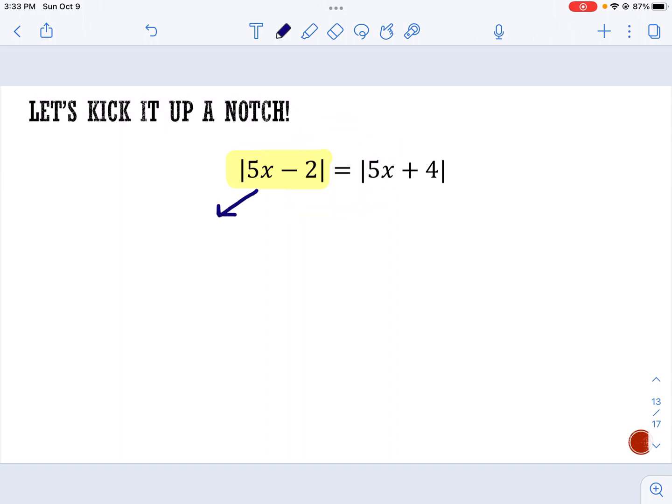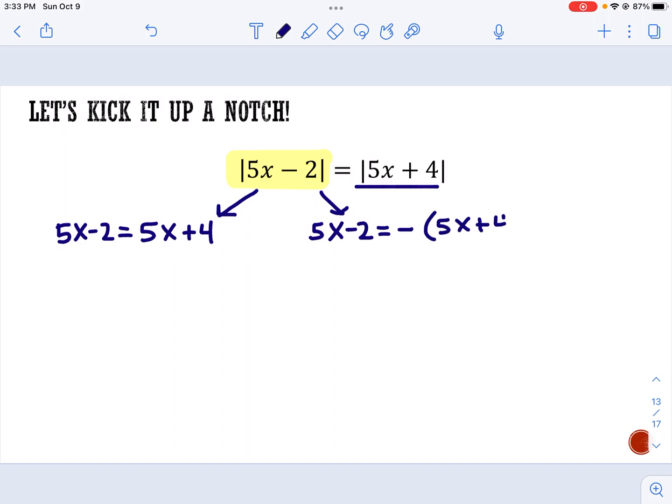Since that expression in yellow is already isolated, I'm going to take 5x minus 2, and it needs to equal the positive version of this, which is 5x plus 4. The next equation I'm going to come up with is that 5x minus 2 needs to equal, and watch how I'm going to write this, the negative version of that. Now we have both of our equations.